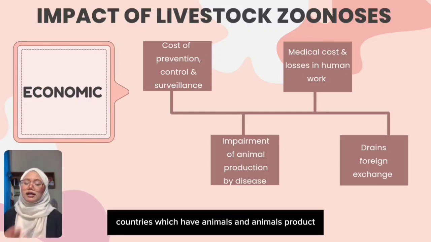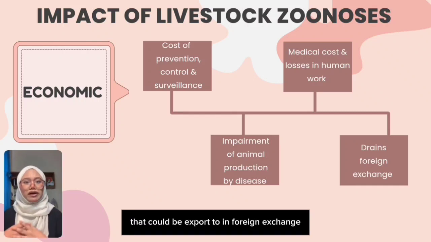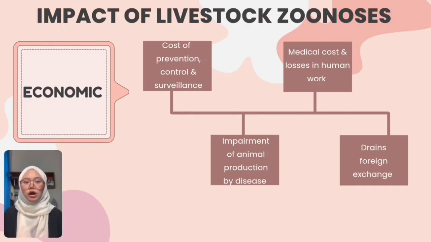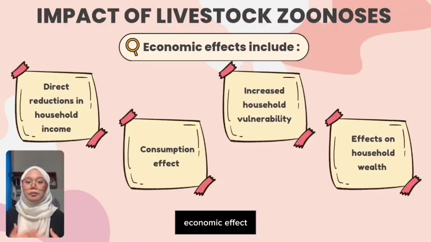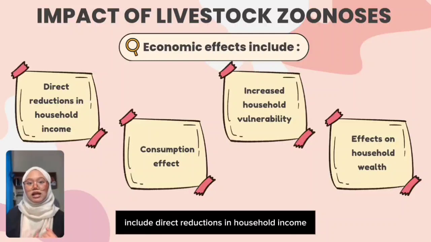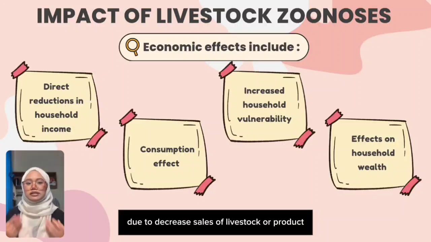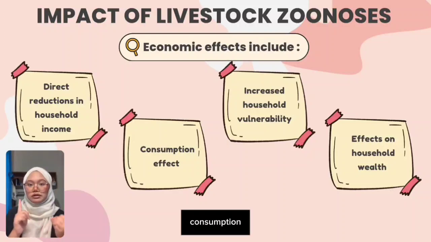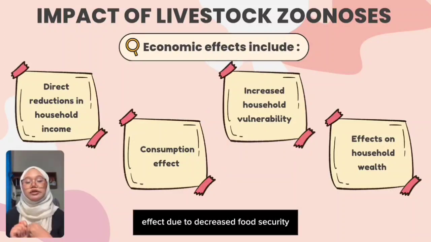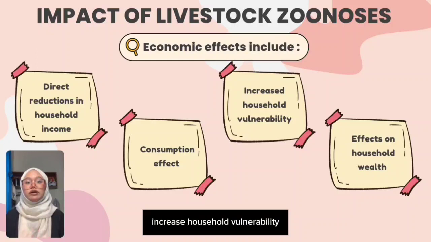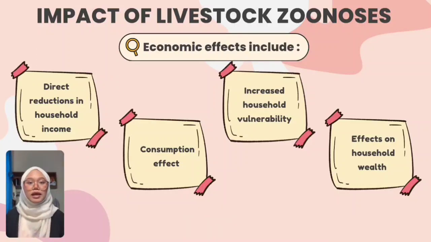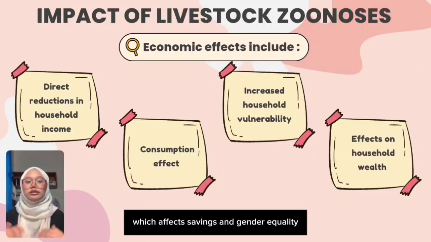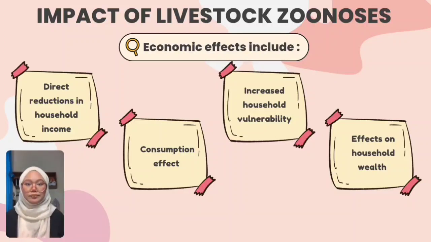On the other hand, countries which have animals and animal products that could be exported for foreign exchange may find their markets closed or restricted because of endemic infection, beyond the cost of control. Economic effects include direct reductions in household income due to decreased sales of livestock or products, consumption effects due to decreased food security, increased household vulnerability where livestock is used as a risk coping mechanism, and effects on household wealth which affect savings and gender equality.